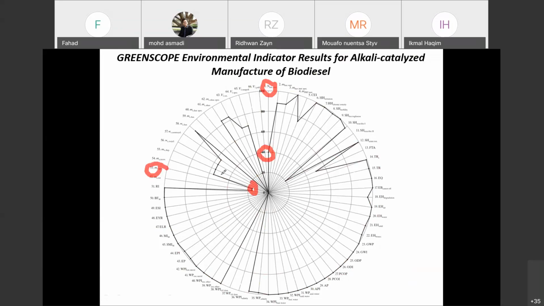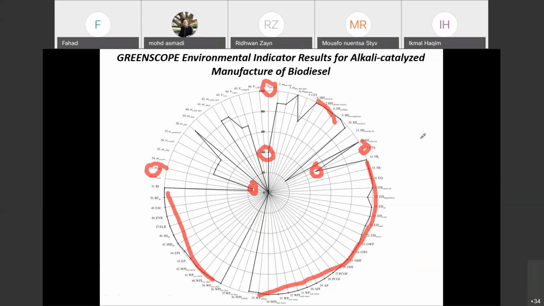FTA number 13. Here it is how many percent? 50%, a high probability of system failure. So this is also an indicator, but the average is almost unity in terms of sustainability. So if you use biodiesel, it is actually green, or what we call sustainability.